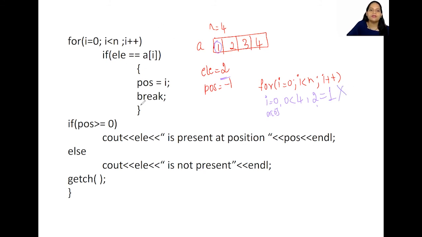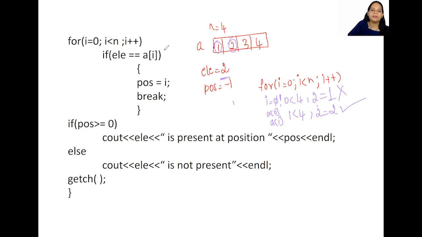Since this is false, we are going to break and then come back to the for loop. So I is going to get incremented. I is going to become 1 here. Now again, we are checking is 1 less than 4. It is true. If it is true, then what are we going to check? Again, we are going to check if element is equal to A of I. So element is 2 and A of I here, that is A of 1, is nothing but 2. Is 2 equal to 2? Yes, this is true, isn't it?